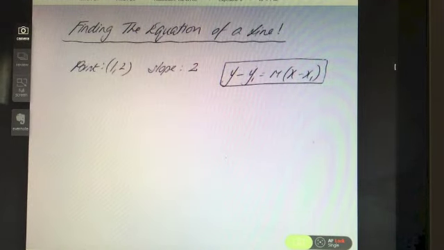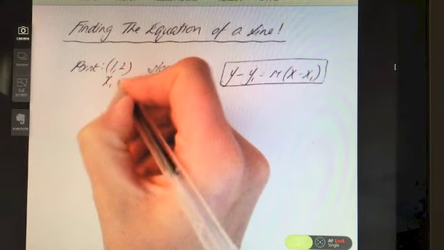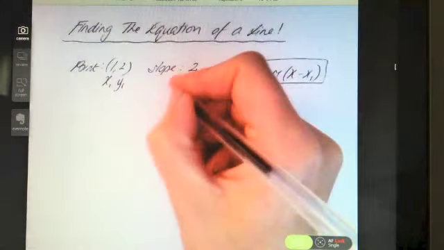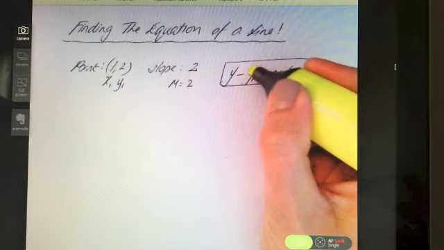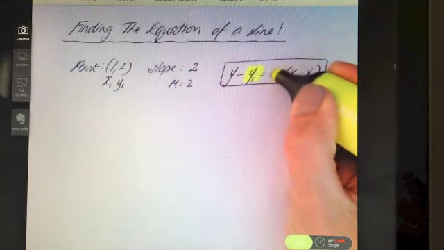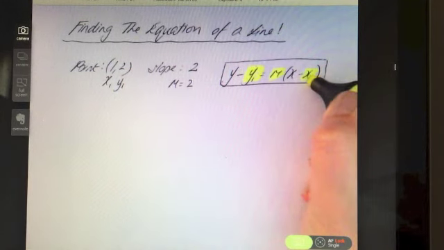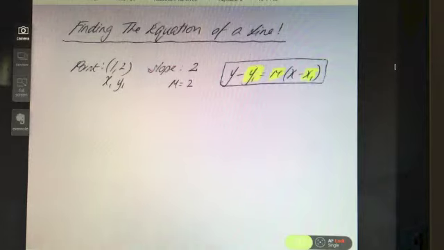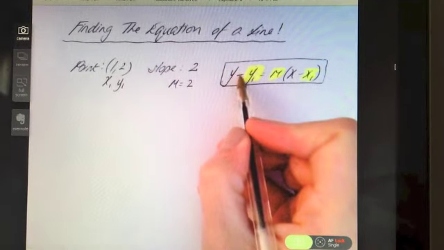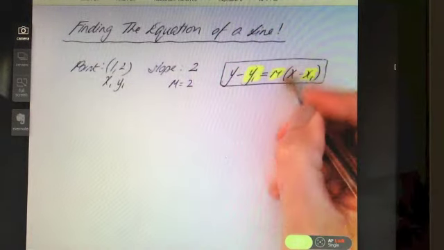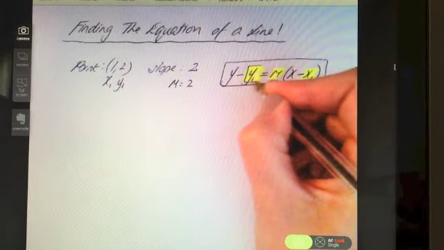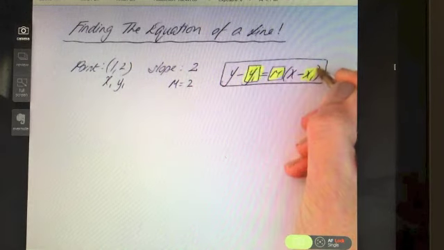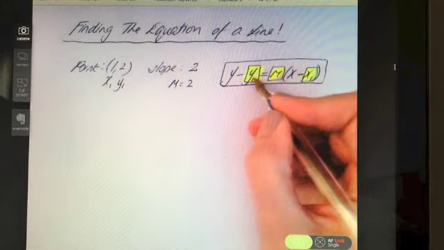Okay, so the first thing you would do, like a lot of coordinate geometry formulas, is label your points x1, y1. And the slope, of course, is 2. So the only places you are inputting this information is here, here, and here. Everything else stays the same: the y, the minus, the equal sign, the bracket, the x, minus, and the bracket. The only things that you are actually inputting into this formula are those three pieces of information in those boxes.